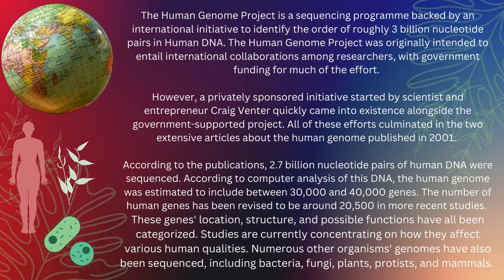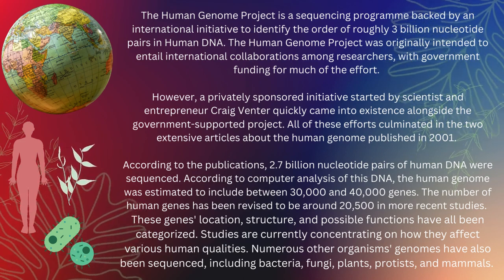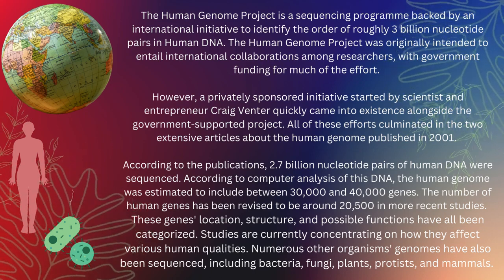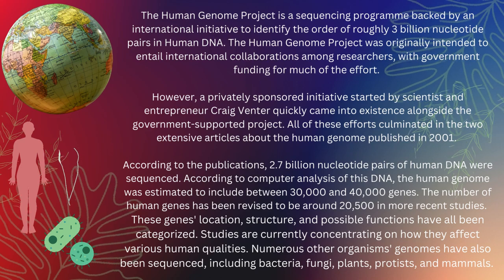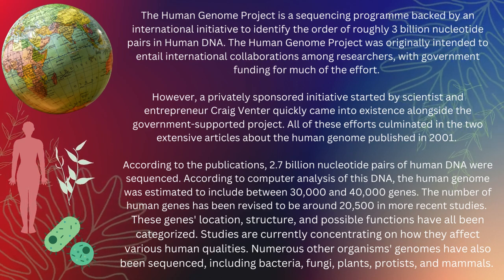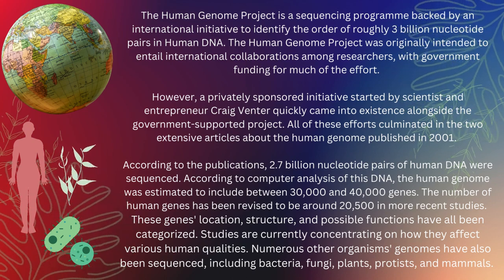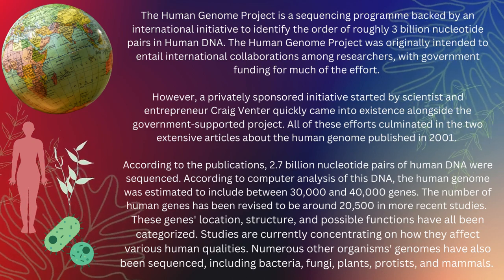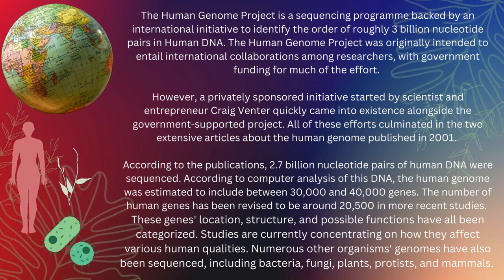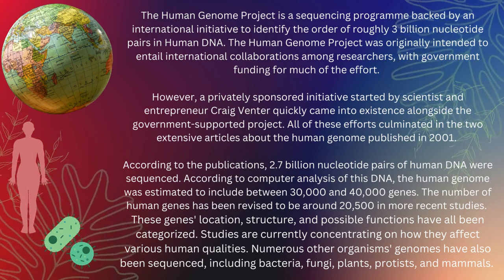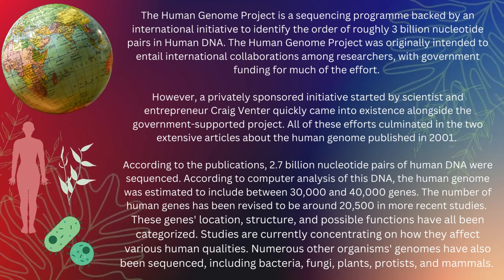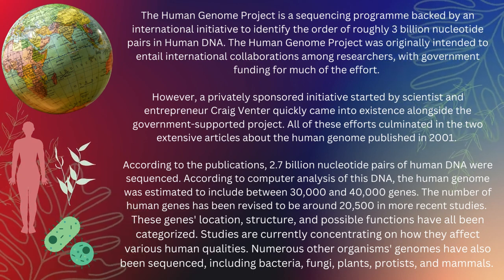According to those publications, 2.7 billion nucleotide pairs of human DNA were sequenced. The human genome, according to the computer analysis of this DNA, was estimated to include between 30 to 40,000 genes. The number of human genes has been revised to be around 20,500 in more recent studies. The location, structure, and possible functions of these genes have all been categorized. Studies are currently concentrating on how they affect various human qualities.